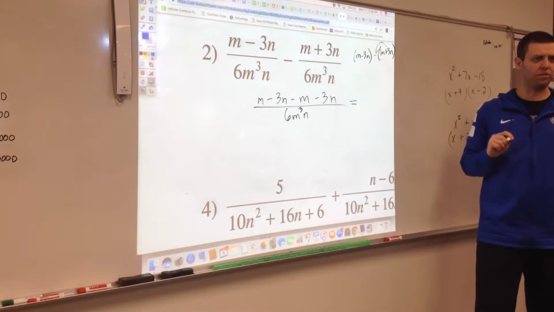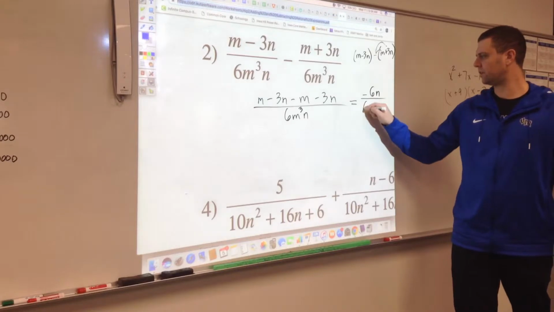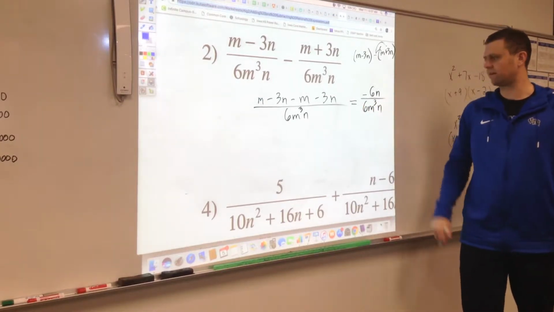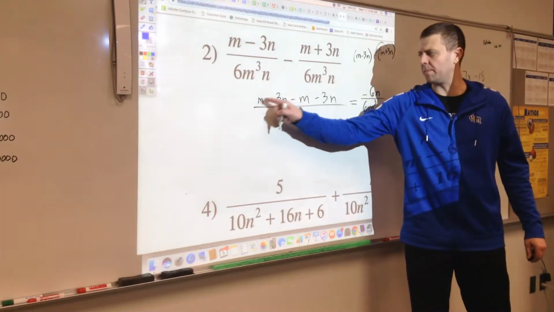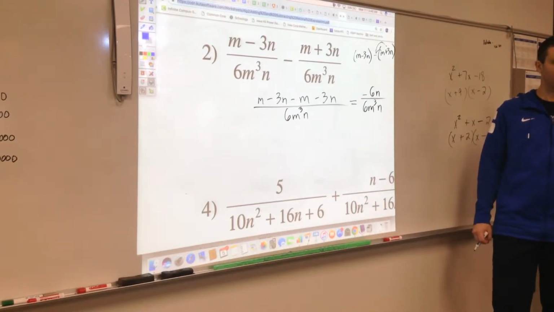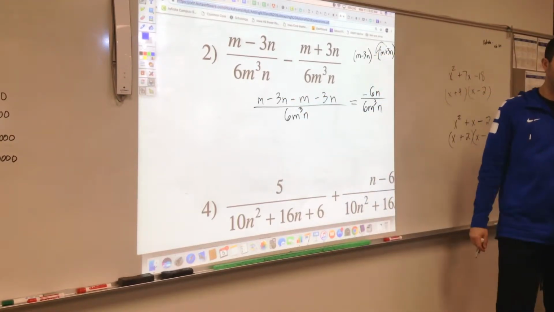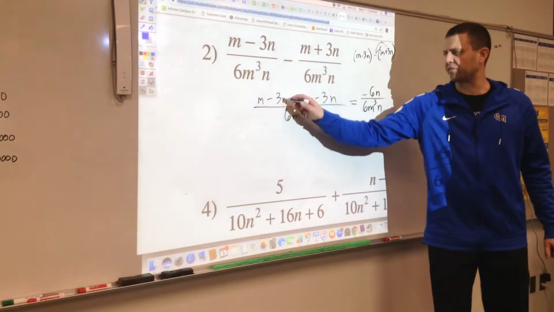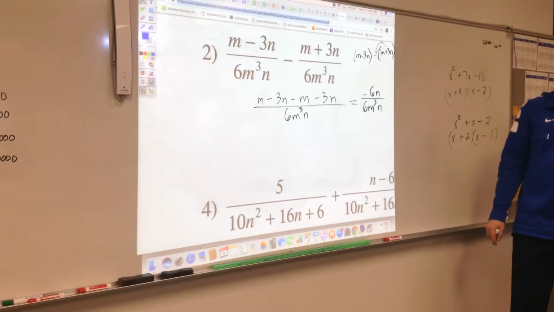We're not multiplying, we're just adding and subtracting here. Negative 6n over 6m cubed n. What about the m on the top? What is m take away m? 0. We're not multiplying now, we're just adding and subtracting. So 1m minus 1m is 0m, or 0. A negative 3n minus 3 more n would be negative 6n. So you have to distribute the negative before you can... Okay. Yep. So that's how you got rid of the m.